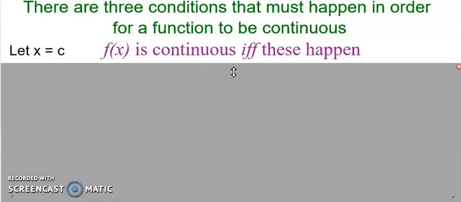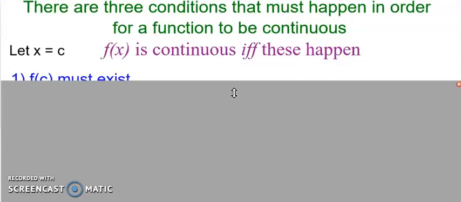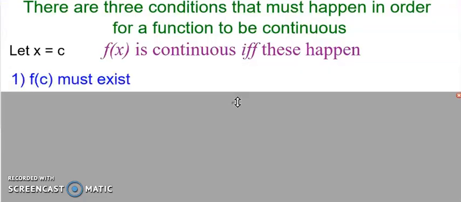So first off, before we even get to those steps, we have this going on. We're going to let x equal c, whatever the value of c is. So if we're talking about the function being continuous at x equals 5, c would be considered 5. Here we say f of x is continuous if and only if these three conditions happen. First, f of c must exist.